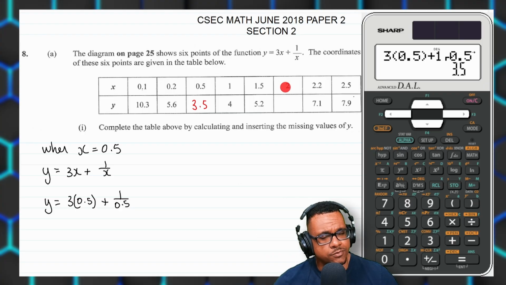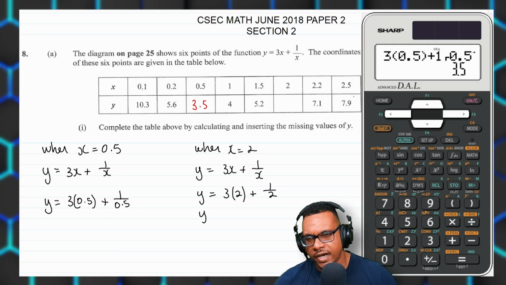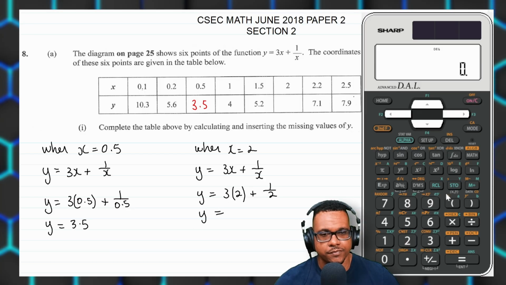Now I'll work out for when x is equal to 2. So when x is equal to 2, our function still is 3x plus 1 over x. So we have y is equal to 3 times x, which is 2, plus 1 over 2. And again, I'll use the calculator, so let's clear this off. So 3, open brackets, 2, close brackets, so that's the 3 multiplied by 2, plus, and for the half, I'll use the fraction button, so 1 over 2. Press equal, we get 6.5.